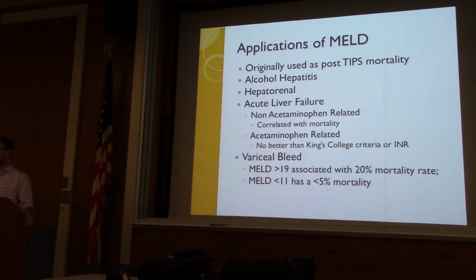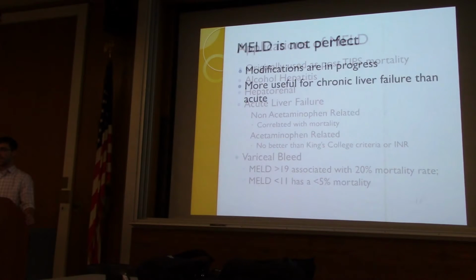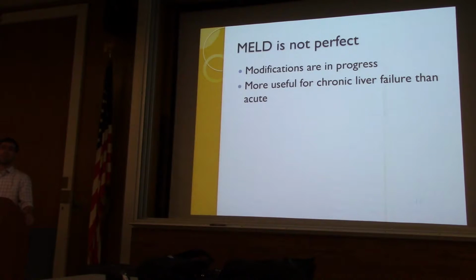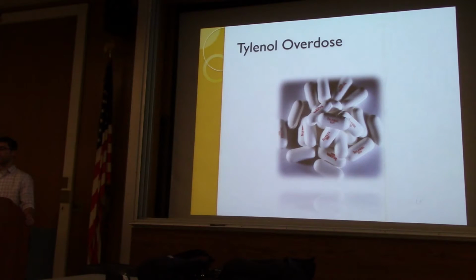And just to show you the difference in scores between a MELD of 19 and 11, which I don't think is a very big difference, there's really a big mortality difference at that point. Okay, so again, the MELD is not perfect. They're working on modifications, and it's much more useful for chronic liver failure than acute.